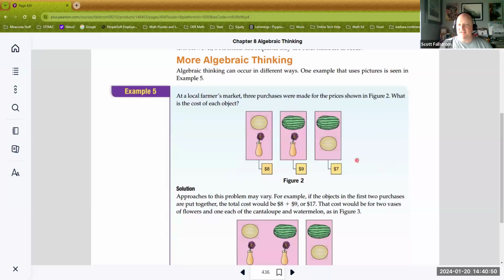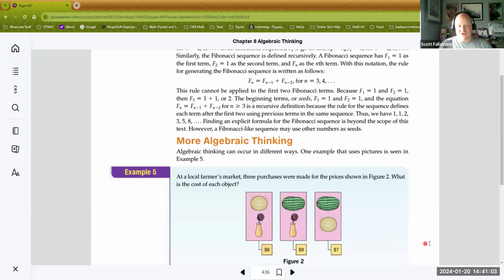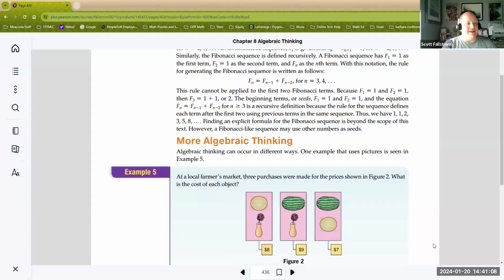Okay, so algebraic thinking. This is another one. This is almost like that one from the dog, the cat, the rabbit, right? This one says, what is the cost of each object? Aha, the cost of each object. Well, as you look, again, you could start saying things to yourself that are algebraic in nature, just because they're not necessarily algebra. So look at this, a cantaloupe and a flower and a watermelon. To get from here to here, you could see the cost went up by $1.